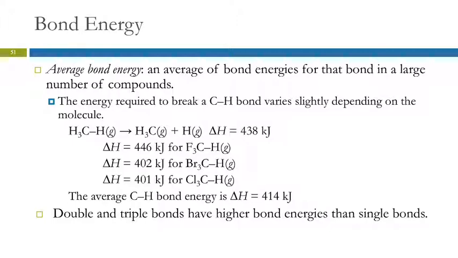And so instead of trying to worry about exactly which thing we're dealing with, we usually talk about an average bond energy. So they've studied the bonds between carbon and hydrogen in lots of different compounds, and the average is 414 kilojoules. So that way we don't have to have ginormous tables of numbers. If you have a double bond, that's going to require more energy to break, and a triple bond will be even stronger. It'll have a higher bond energy.